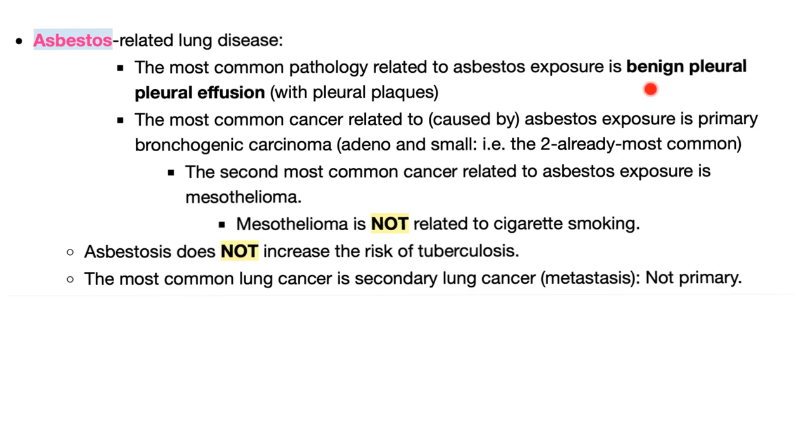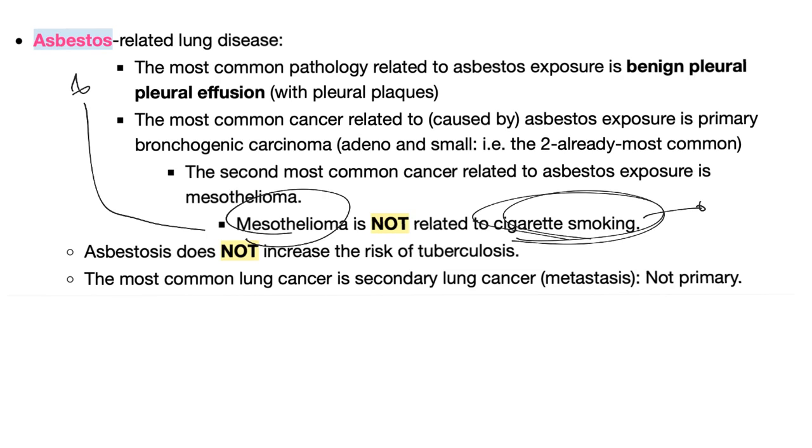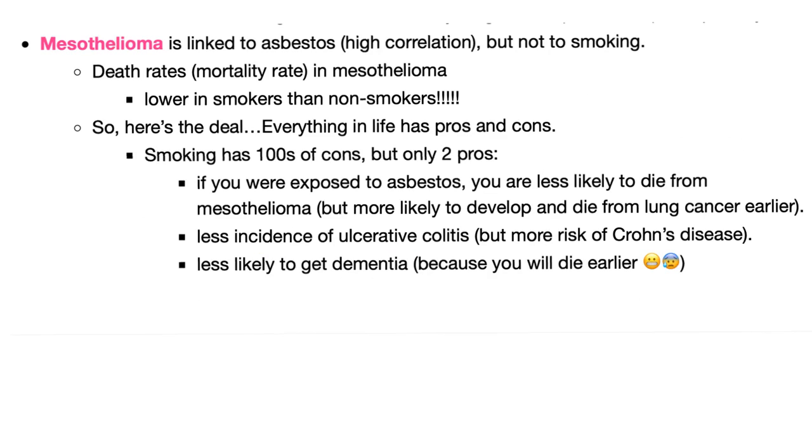Asbestos-related lung disease most commonly leads to benign pleural plaque with or without pleural effusion. The most common cancer related to asbestos is not mesothelioma, it's primary lung cancer. The second most common is mesothelioma. Mesothelioma is not related to cigarette smoking. I hate cigarettes, but I don't lie. Cigarette smoking, you'll get lung cancer and many other cancers, but you will not get mesothelioma. Mesothelioma is related to asbestos exposure, though. Asbestosis does not increase the risk of tuberculosis. The most common lung cancer is secondary lung cancer. It's the metastasis. Mesothelioma is related to asbestos but not cigarette smoking.